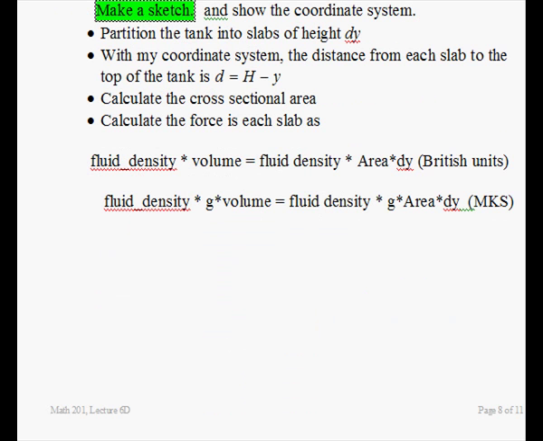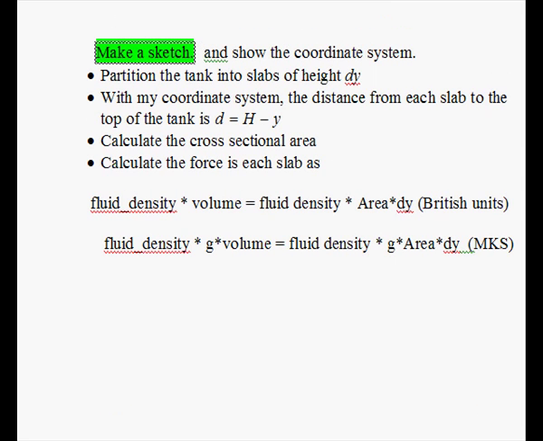So here's a summary. The first thing at the top of the summary, unfortunately, is a little high, so you can't see it so well. Let me fix that. Okay, the first rule is make a sketch and show your coordinate system. Then you partition the tank into little slabs of height dy or delta y. You need the distance from each little slab to the top of the tank. In my coordinate system, that's the height of the tank minus y, where y is where the slab's located. Calculate the cross-sectional area. Then you calculate the force in each slab this way.